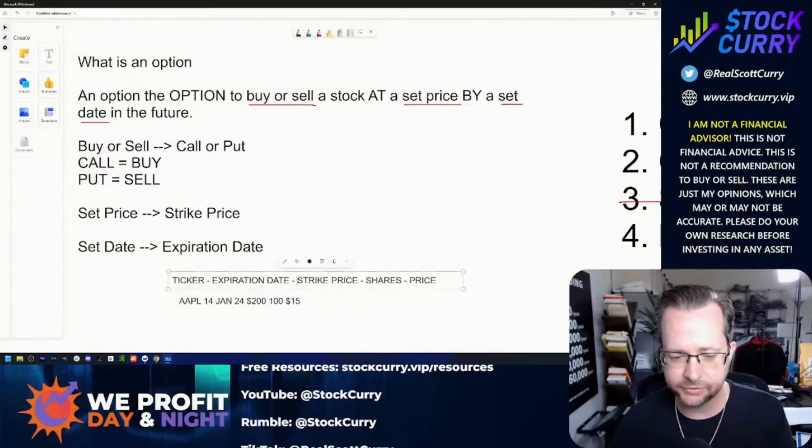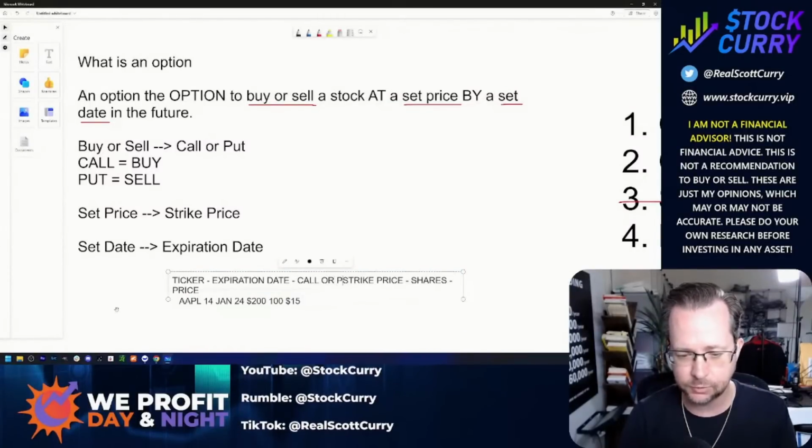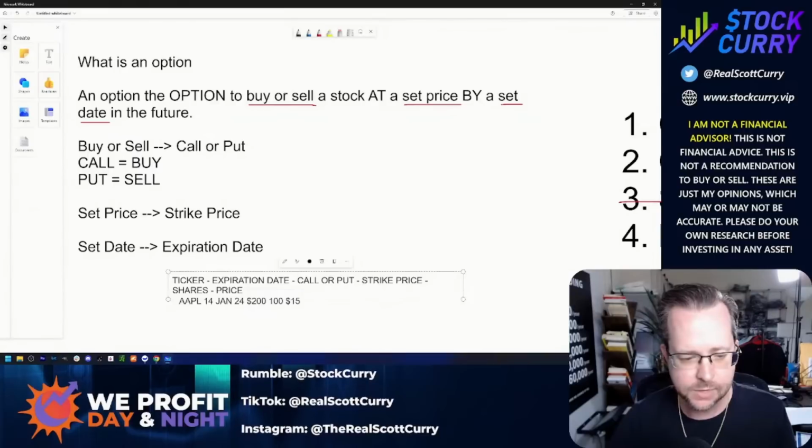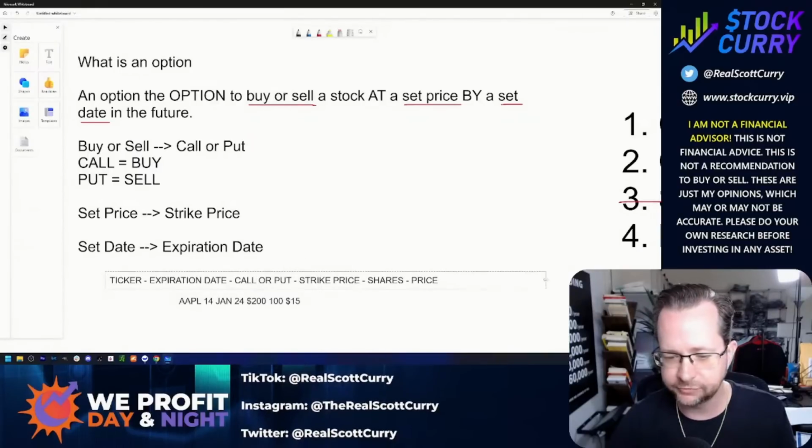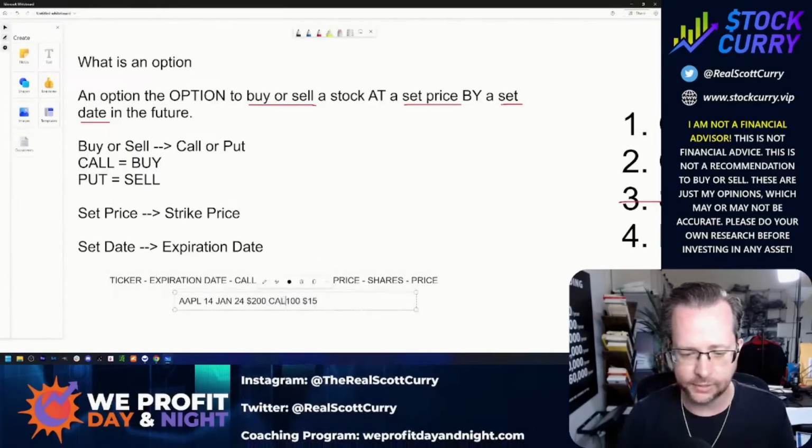One other thing, obviously, whether it's a call or a put, it's pretty important to know. That will also show up on this as well. So this will generally show like this.